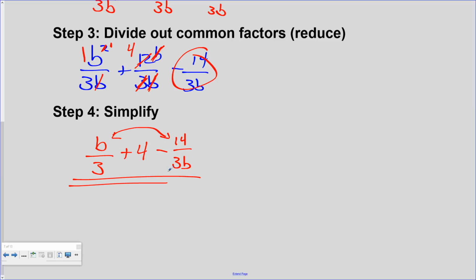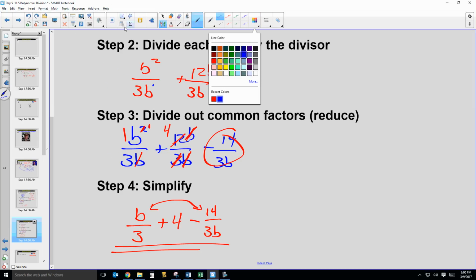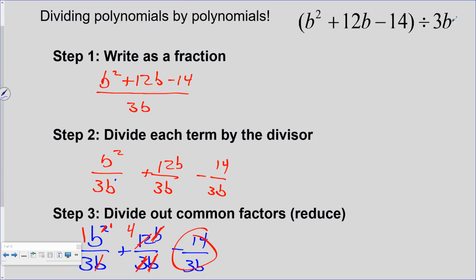Okay, if we wanted to check that, we can take what we have there and multiply it by our divisor, which if we look back at the top was 3b.